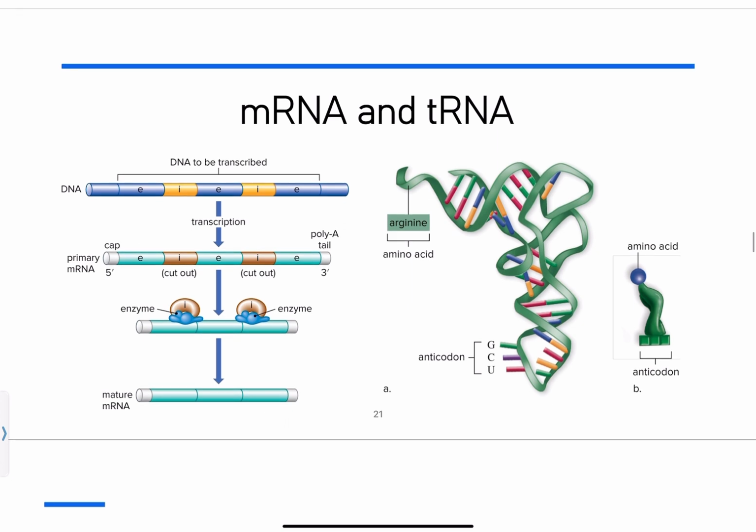So here's our mRNA. They're showing you a 5' cap and a poly A tail. A poly A tail is just that. It's a strand of adenine nucleotides that are added to the end, again, to help protect the mRNA.